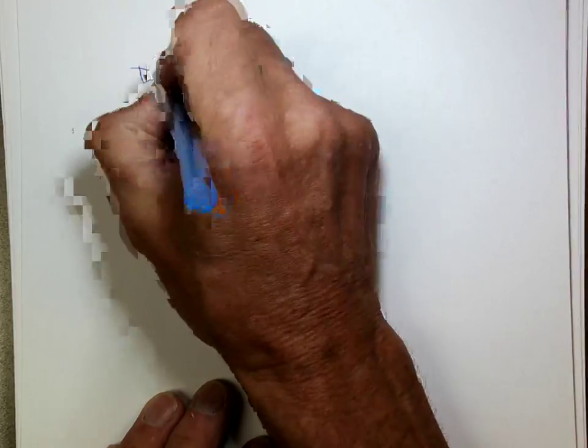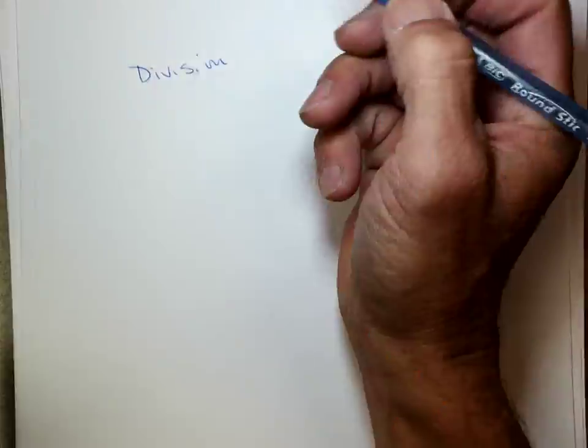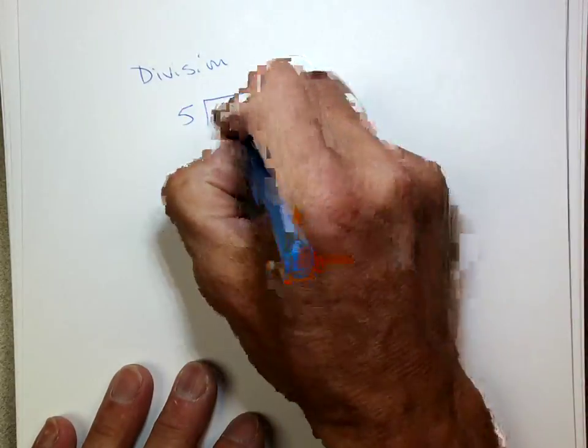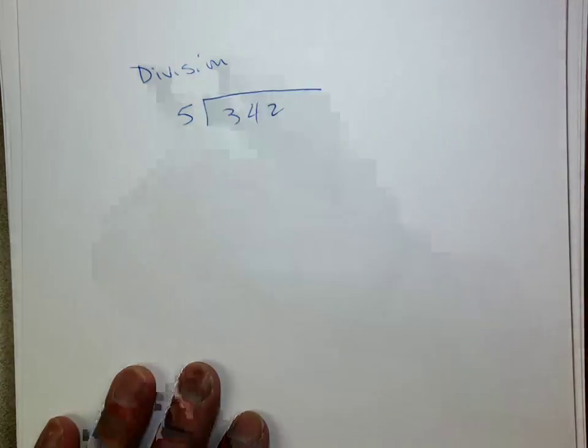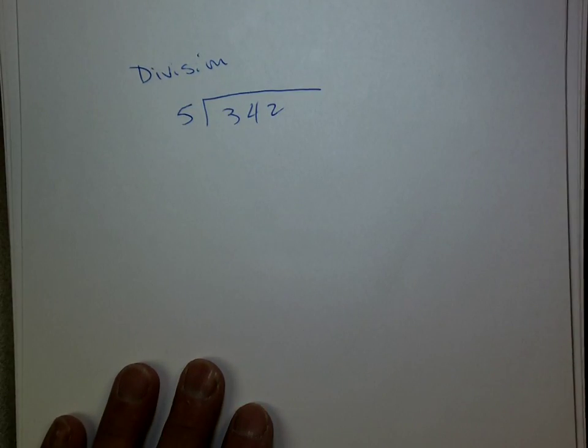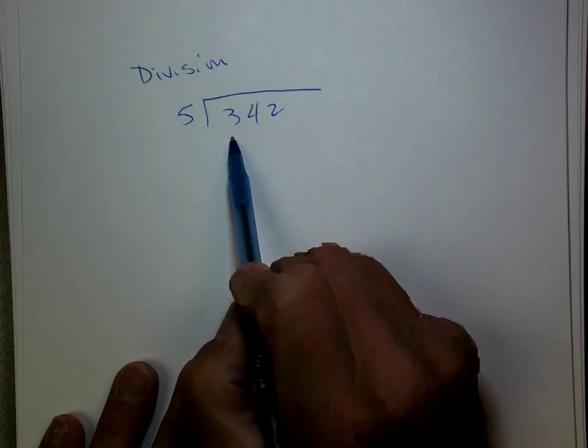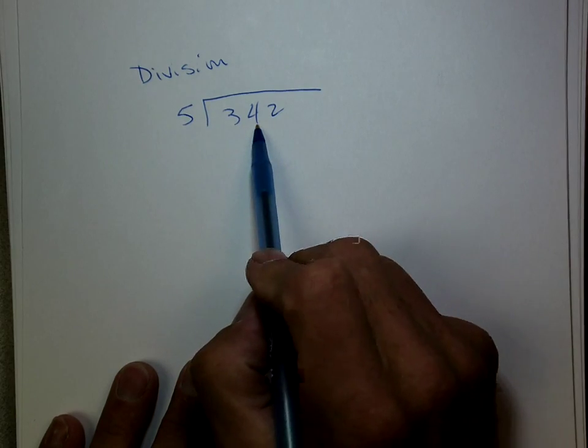Let's take a look at division today. So before I do anything, let's go back and look at division. For example, we're going back to like 4th grade math. 5 divided into 342, all right? So if we're going to divide 5 into 342, 5 does not go into 3, but 5 goes into 34.